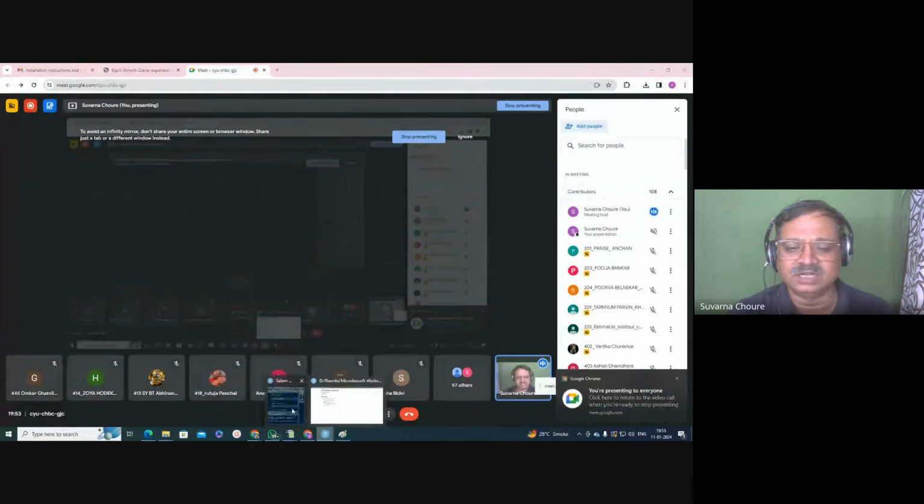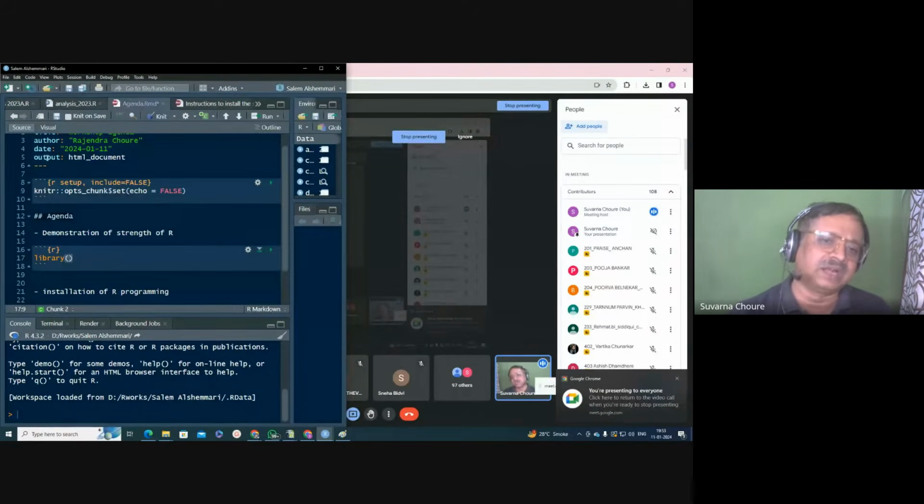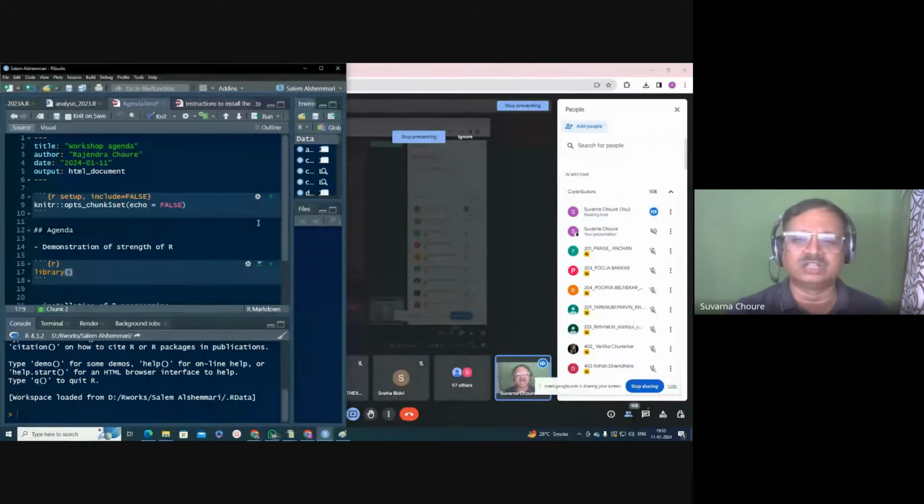Now I'm just demonstrating the strength of R, and this is actually R Studio environment where I am working. I've deliberately kept the meeting window also open so that I can allow people to join. Initially, I can't be that lenient, but on Monday I cannot assure you that I will allow people after 7:30.